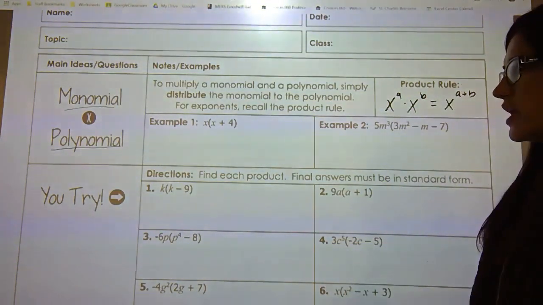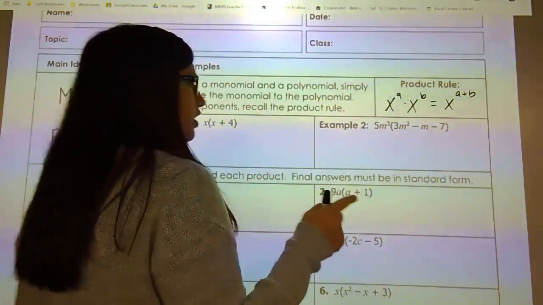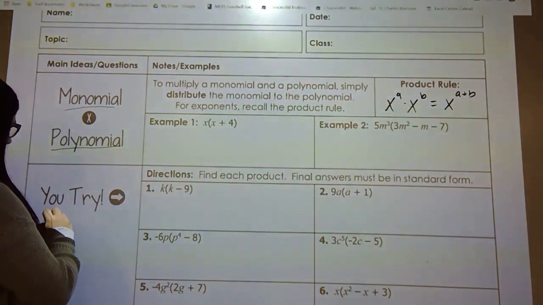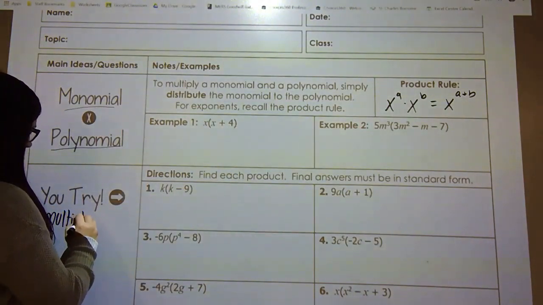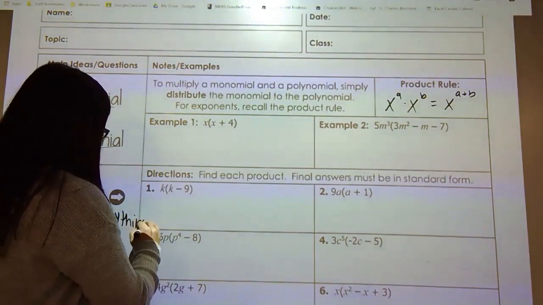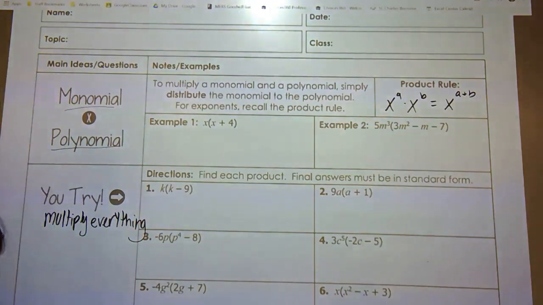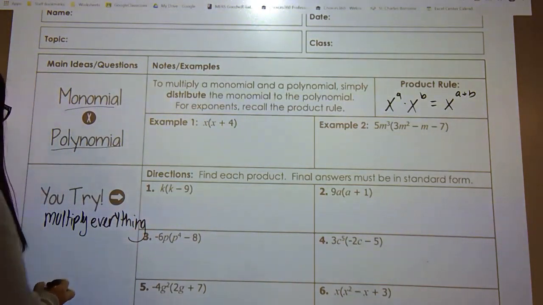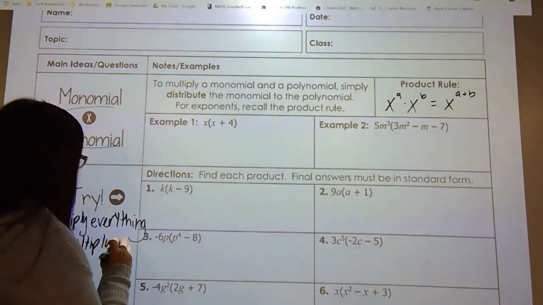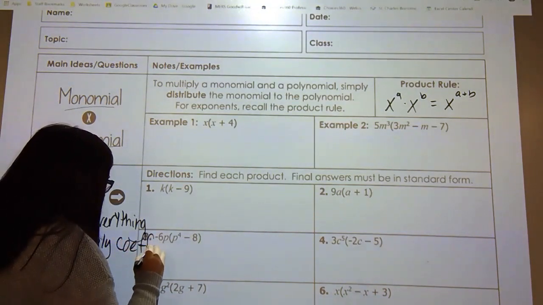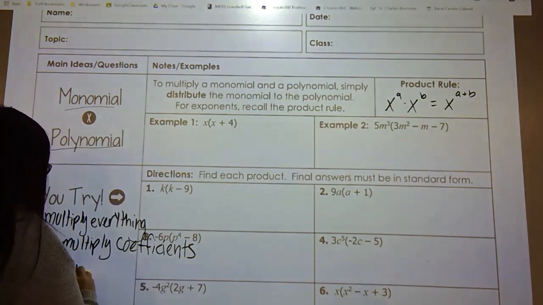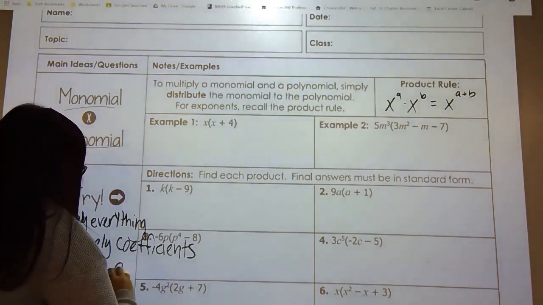One thing to make sure that you're doing here, guys, is that before with adding and subtracting, you were only combining like terms. You can multiply everything. Okay, multiply everything. I don't care if they're like terms or if they're not like terms. If you're asked to multiply, you multiply them, okay? And to do that, you're going to multiply coefficients and add exponents.